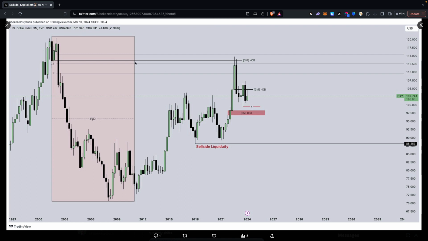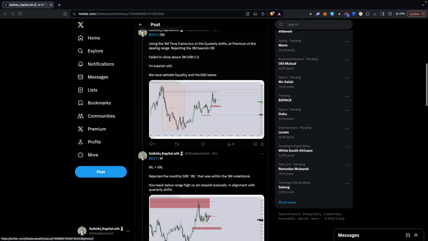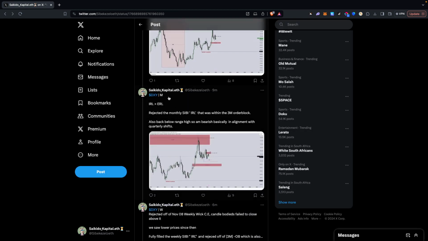Okay, and obviously you're gonna see other factors as you go to the monthly time frame. So here in the monthly time frame, it's internal range liquidity to external range liquidity. You know that we move from internal range liquidity to external range liquidity and vice versa. So here we rejected off of the monthly CB, which is the internal range liquidity that was within the 3 month order block. Also, we went below the range, so I'm bearish, basically in alignment with the quarterly shift.